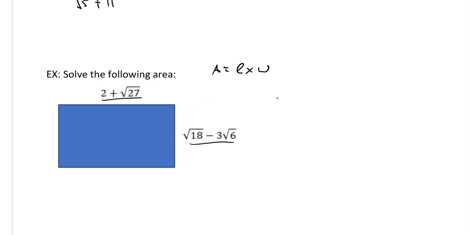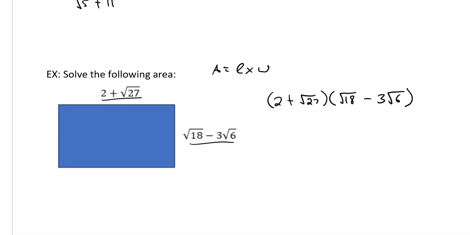So it's going to be 2 plus root 27. And one thing I want to mention here is that we need to put this in brackets for this to work out properly. Don't just go multiply the next one. It has to be in brackets. And then times root 18 minus 3 root 6.